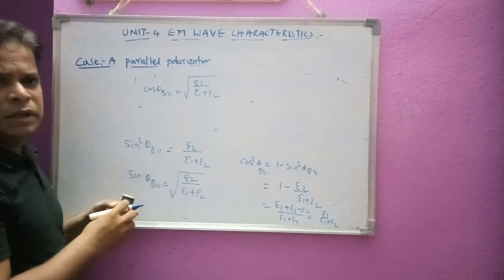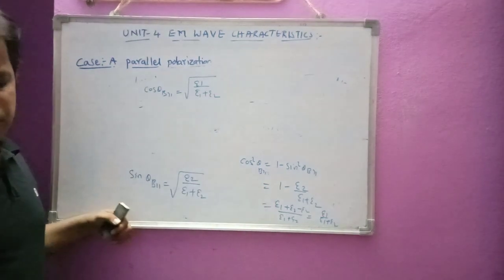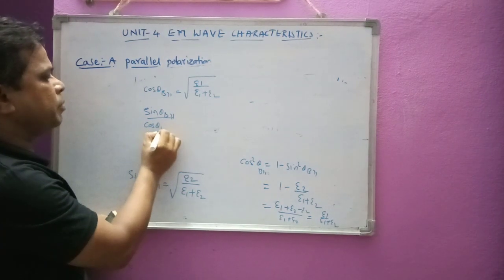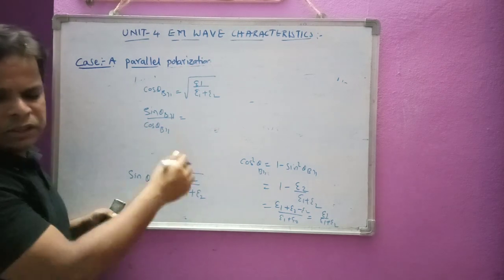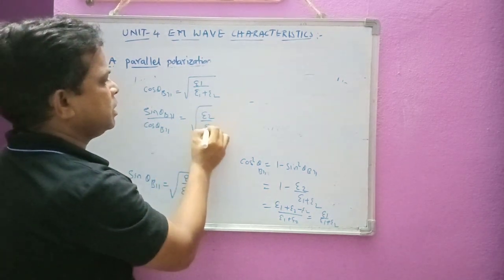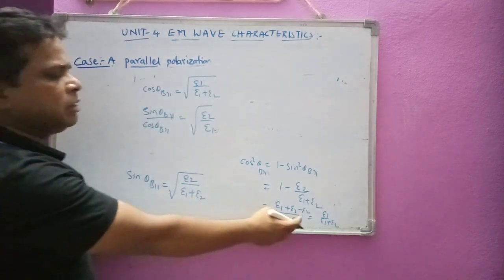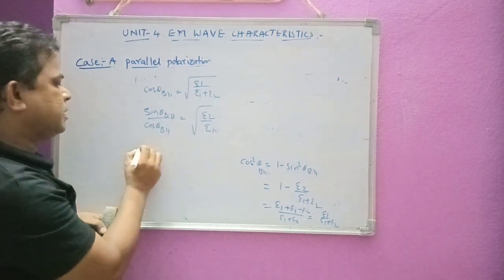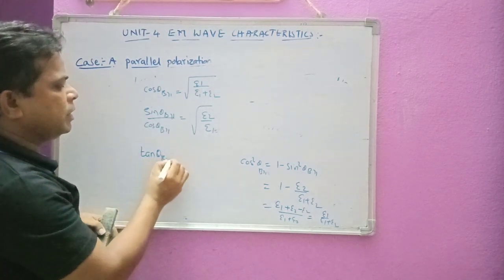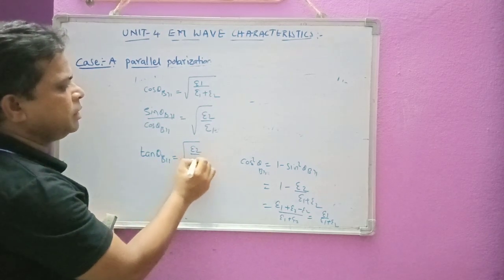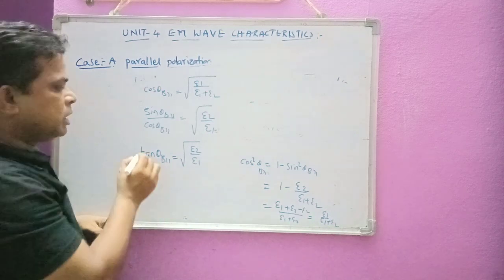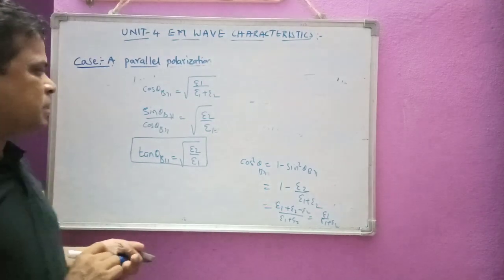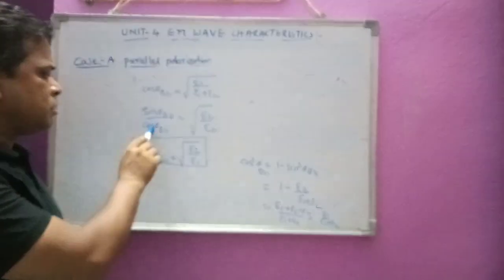So if I take the ratio of sin by cos, it will be equivalent to tan theta b parallel, sin theta b parallel by cos theta b parallel. So if I take this ratio, I will be getting square root of epsilon 2 by epsilon 1. The epsilon 1 plus epsilon 2 terms are going to be cancelled. So finally I can write this equation as tan theta b parallel is equal to square root of epsilon 2 by epsilon 1. So this angle is referred to as the Brewster angle. So we can express the Brewster angle in terms of sine or cos as well as in tan.